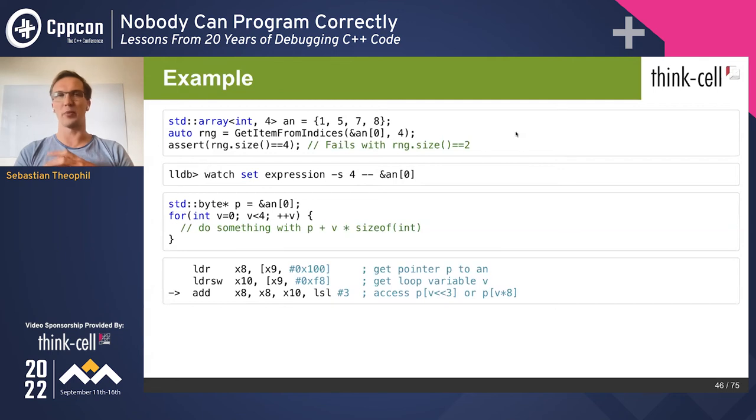So that is weird, because my integer array, each integer is only 4 bytes long. Why does it use the loop variable and multiply it with 8? So that's clearly the bug. And it also explains why I get exactly half the elements back, because it's skipping half of my elements.